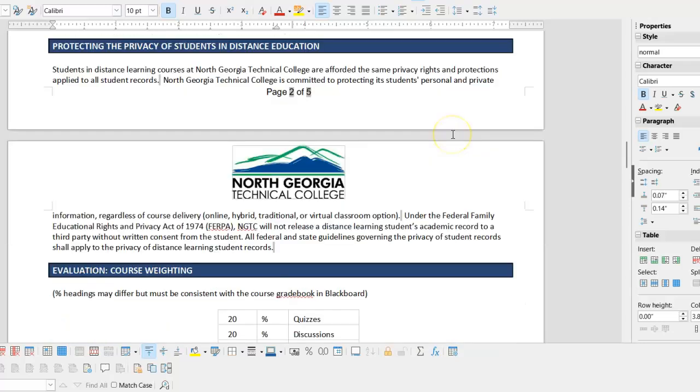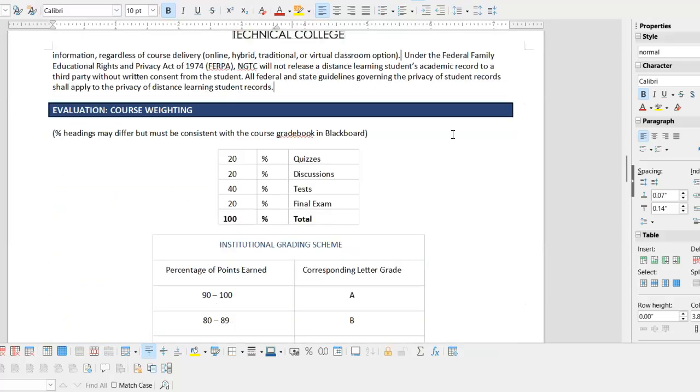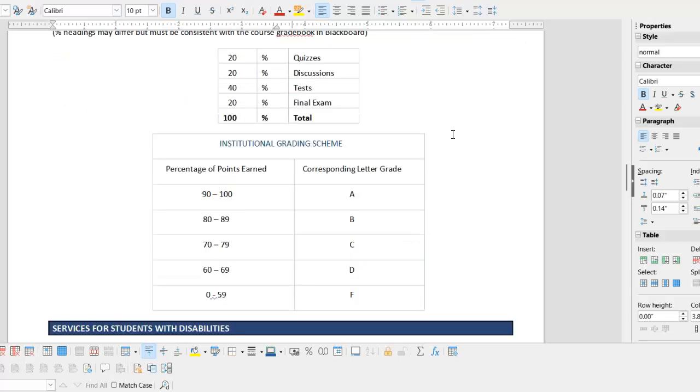And the instructional methodology is going to be the same for both courses. You're going to have quizzes, which will be worth 20% of the grade. We've got discussions that'll be worth 20% of the grade. Then you've got 3-unit tests worth 40% of the grade. And then your final exam, which is cumulative, is worth 20 as well.